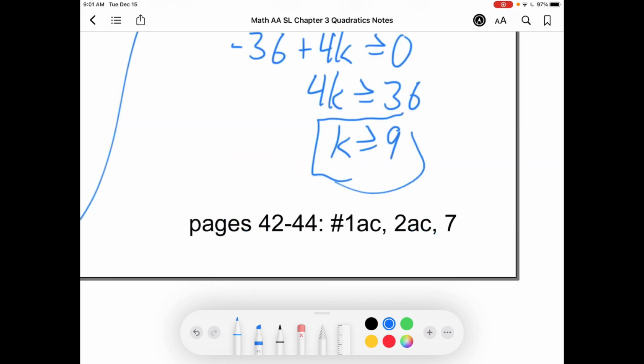In terms of practice material, I'm recommending 42 to 44, number 1 AC, that's analytic techniques, 2 AC, that's GDC techniques, and number 7. You can also try other ones on that page, though they do talk a lot about tangents, which is something that we'll probably put off talking much about until we hit calculus.